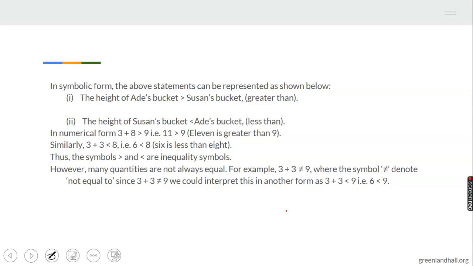Number two, the height of Susan's bucket is less than the height of Ade's bucket. Less than, yeah, it's true. It's very, very true. Now, the next part is in numerical form.